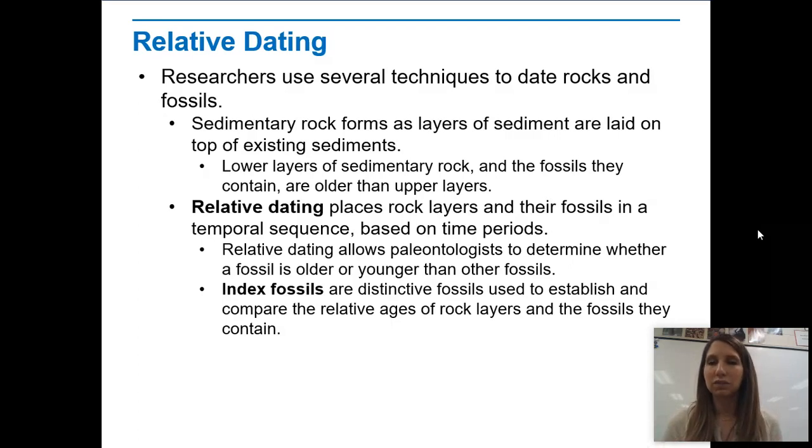So index fossils are distinctive and unique fossils that are specific to one layer of rock, I should say, or one time period, as an example. If we can find index fossils in multiple places, even though the other fossils we're trying to estimate ages for may not all be in the same areas, if we have index fossils in all of those areas, we can estimate the ages of other things by using those index fossils, okay?